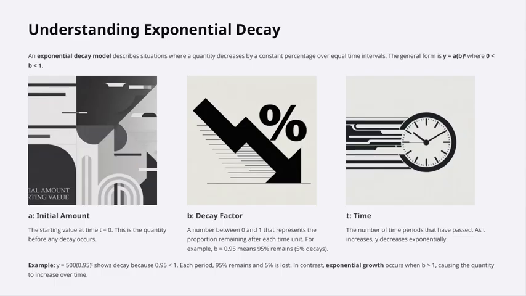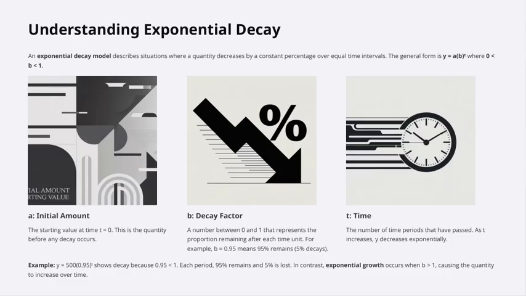The a represents the initial amount, the starting point at time 0, before any decay has taken place. It's the baseline or the original quantity we're observing. The b is called the decay factor, and it tells us what proportion of the quantity remains after each time period. For example, if b equals 0.95, that means 95% of the original remains after each interval, so 5% is lost each time. Then we have t, which stands for time, how many time periods have passed.